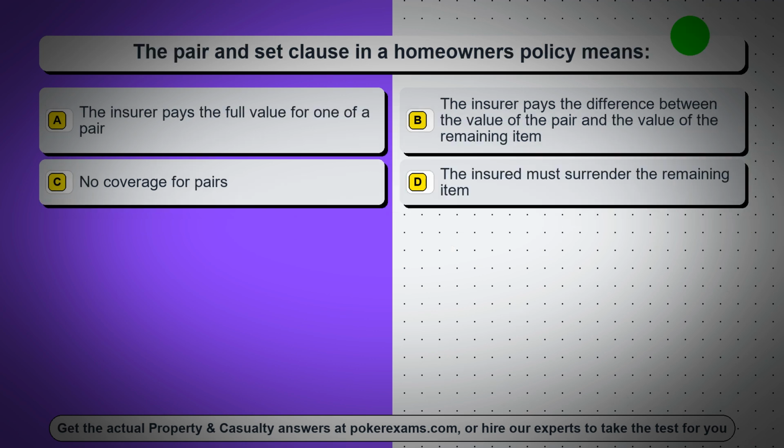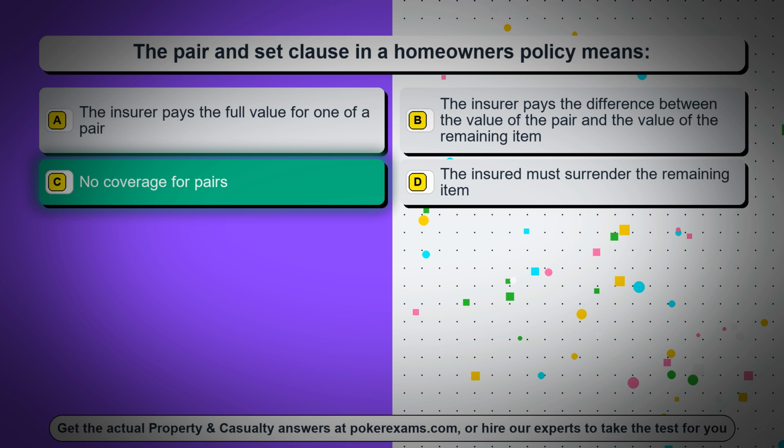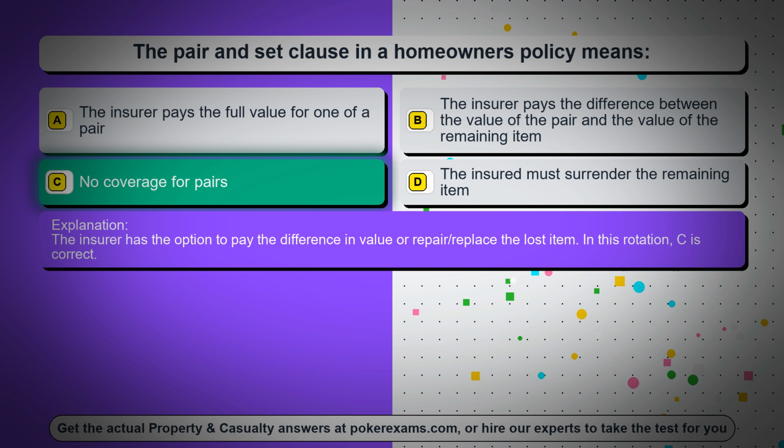Question 70. The pair and set clause in a homeowner's policy means option A, the insurer pays the full value for one of a pair. Option B, the insurer pays the difference between the value of the pair and the value of the remaining item. Option C, no coverage for pairs. Option D, the insured must surrender the remaining item. The correct answer is option C, no coverage for pairs. The insurer has the option to pay the difference in value or repair/replace the lost item. In this rotation, C is correct.